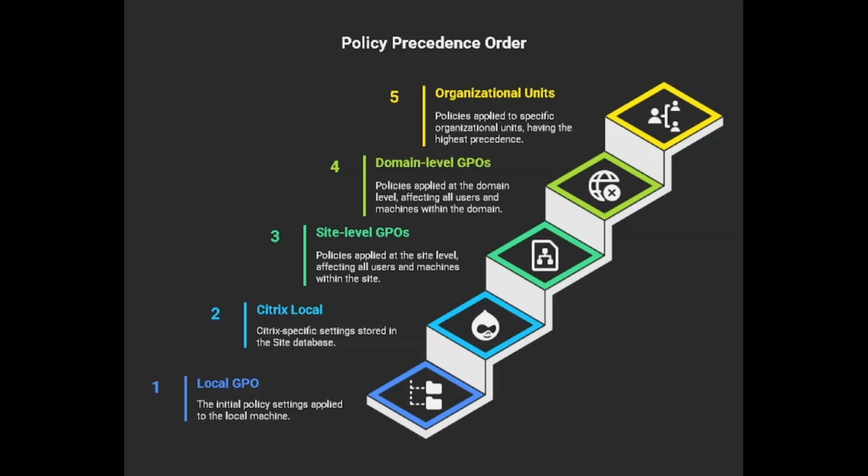Local policy means whatever policy is configured on the session or server, that policy will apply first. After that, the Citrix level policy which we configured is applied to that user, and it overrides the local policy. After that, the Active Directory site level policy is applied to the session or server, and it will override the Citrix policy. Then the domain level policy applies, and it will override the other policies.